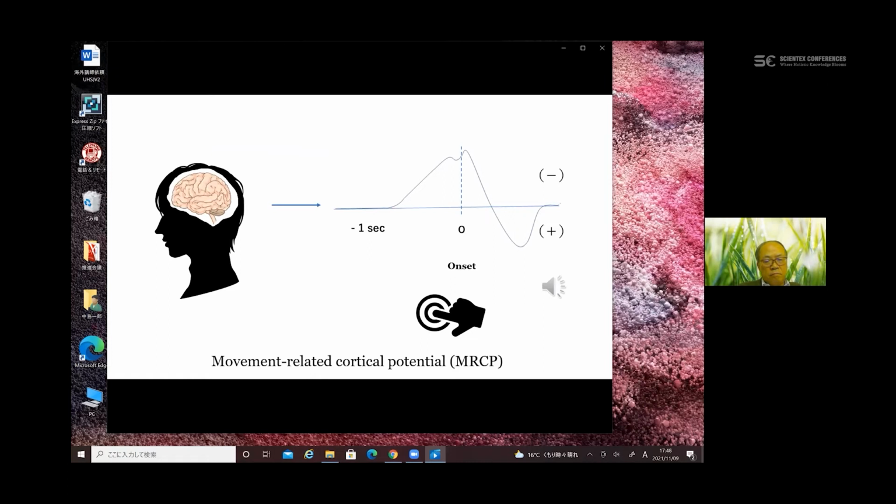Movement-related brain potential, usually abbreviated as MRCP, is a negative potential recorded from the brain about 1 second before the start of voluntary movement. This figure is a schematic diagram of MRCP with button pressing as a voluntary motor task. This potential is obtained by averaging of electroencephalogram before the onset of the muscle discharge, preceding the voluntary movement.